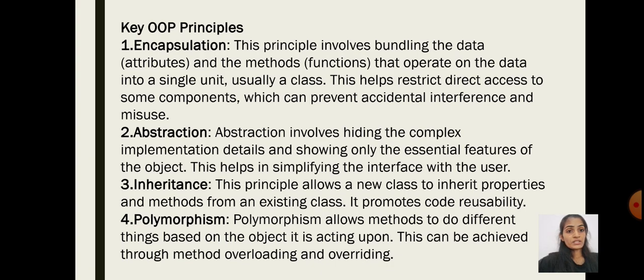Next, inheritance. This principle allows a new class to inherit properties and methods from an existing class. It promotes code reusability. Polymorphism. Polymorphism allows methods to do different things based on the object it is acting upon. This can be achieved through method overloading and overriding.